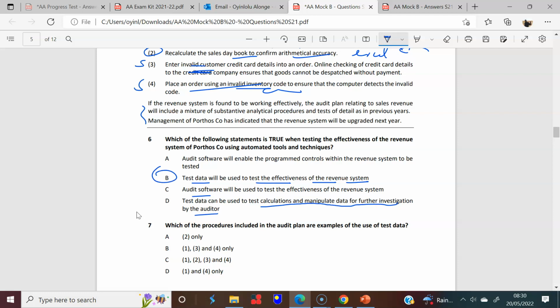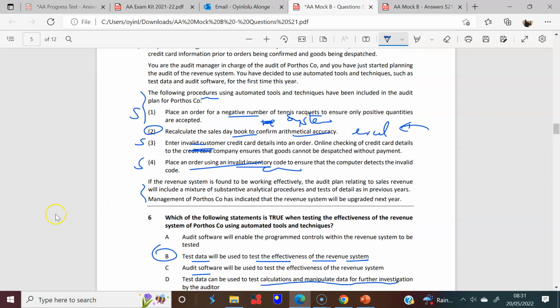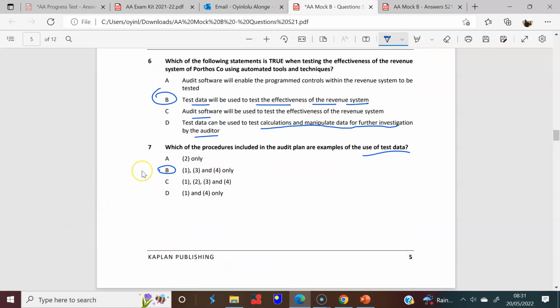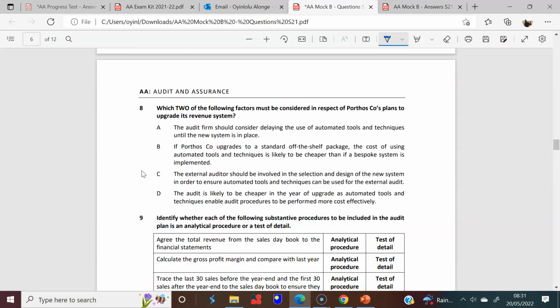I already did 7 when I looked at 1, 3, and 4, didn't I? When I said that the use of test data, we were looking at that, at the integrity of the system there with that. Here, they're thinking about upgrading their revenue system. So in this time of upgrading, it's better to avoid the automation because we're talking about systems. So just the usual characteristic hands-on test of detail approaches would be better.